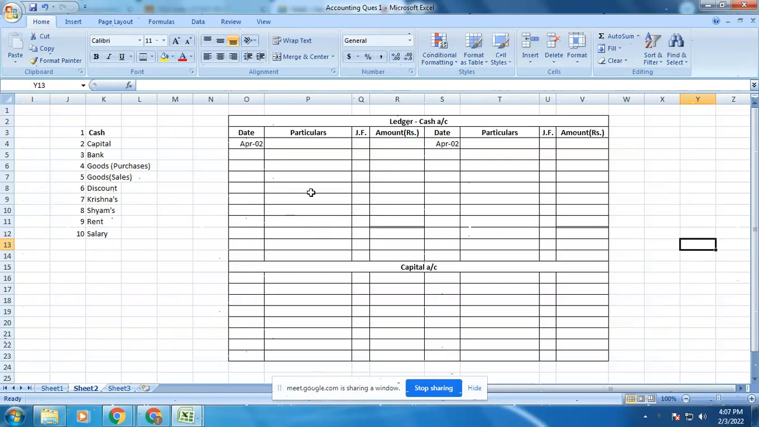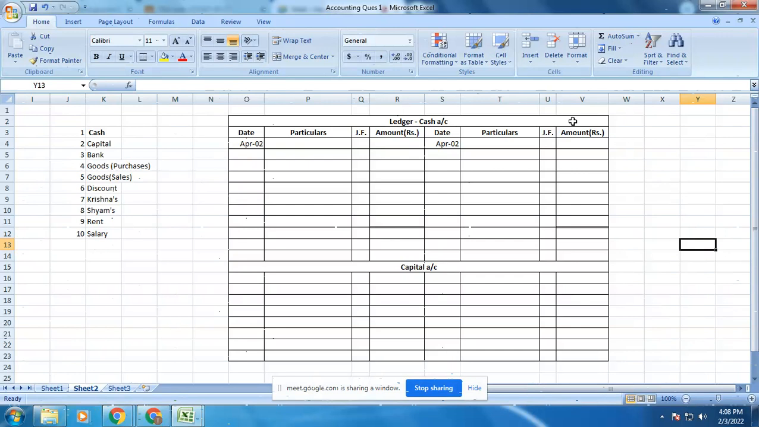Date, particulars, journal folio, J.F is the notation we're using for journal folio or page number, and the amount. And a similar set of columns on the right hand side for date, particulars, journal folio, and the amount. So although debit and credit is not written here, you should remember that by default, left hand side is the debit side and right hand side is the credit side.